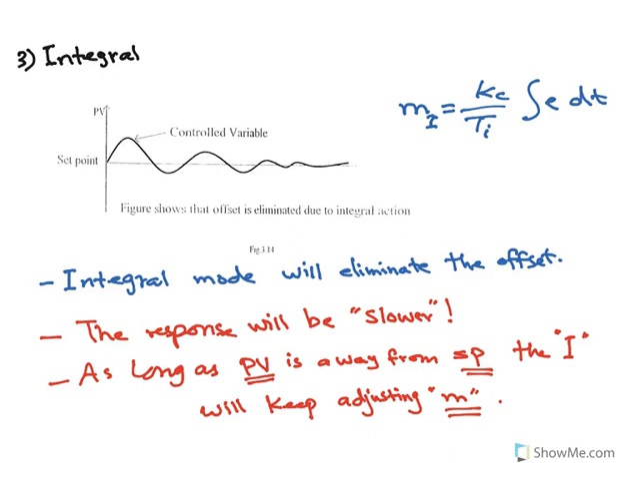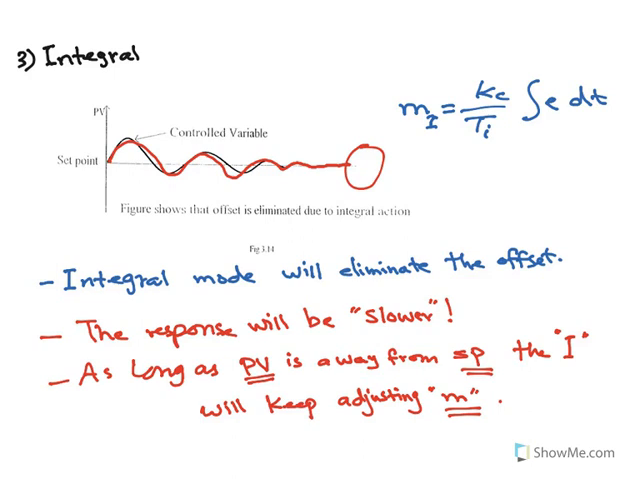In this figure, we can notice the integral action due to the variation in the error. The process variable will take so long to reach the set point. However, we don't have offset here. There is no offset in this case. So this is one of the advantages of the integral mode.